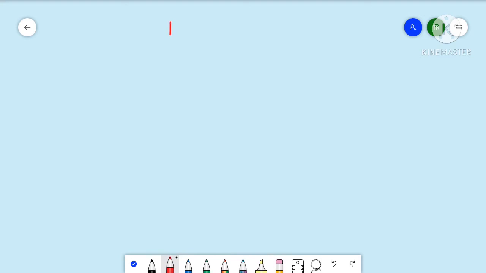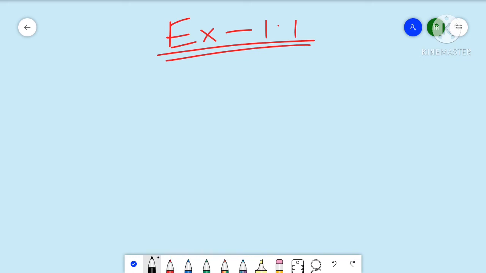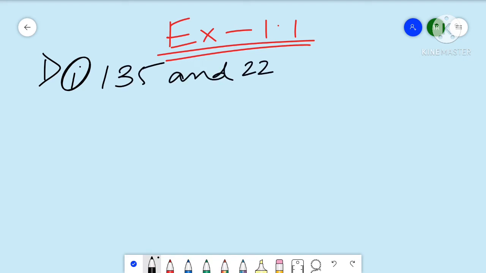So we are going to start with exercise 1.1 and let us see how to do the first few sums. So our first sum is, if you look at the question in your book, you will see that using Euclid's division algorithm, find the HCF of. So let us try Roman 1. Our Roman 1 is 135 and 225. So how to find the HCF of 135 and 225? So as we said, let's go step by step.